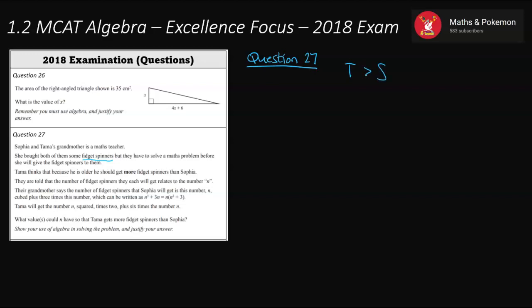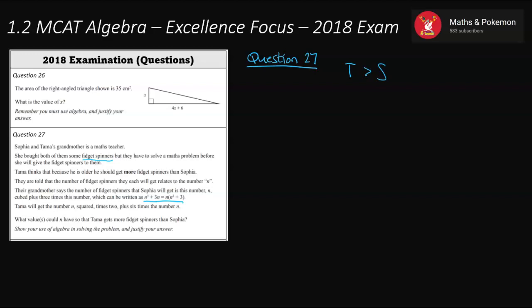And T would be the number of fidget spinners Tama gets. S would be the number of fidget spinners that Sophia gets. Each of them relates to the number n, which is down below. Their grandmother says that the fidget spinners will be n cubed plus 3 times this number, which can be written as this. So that relates to Sophia.